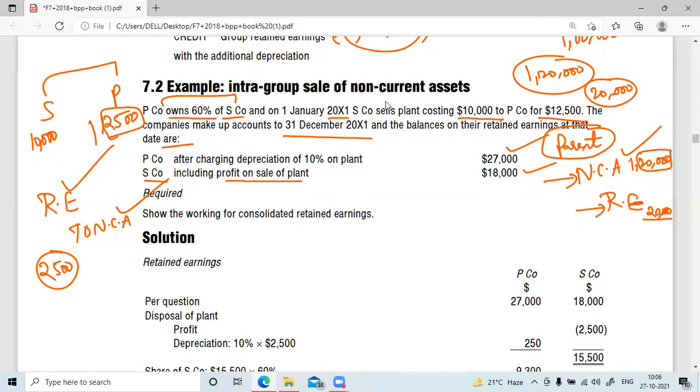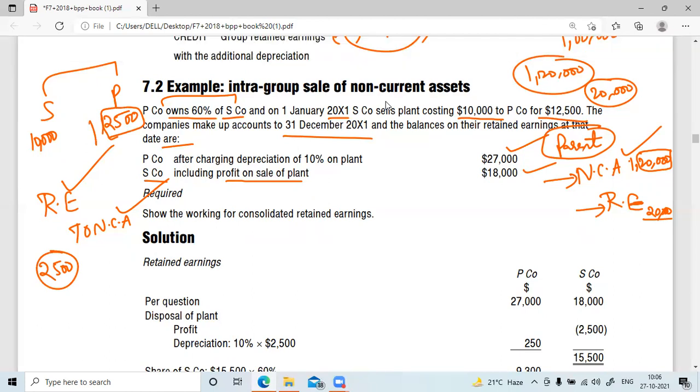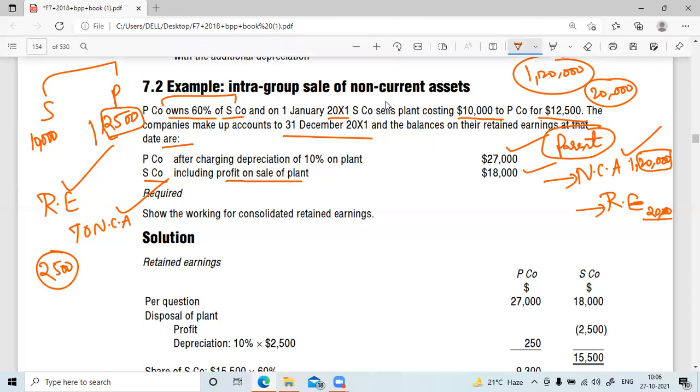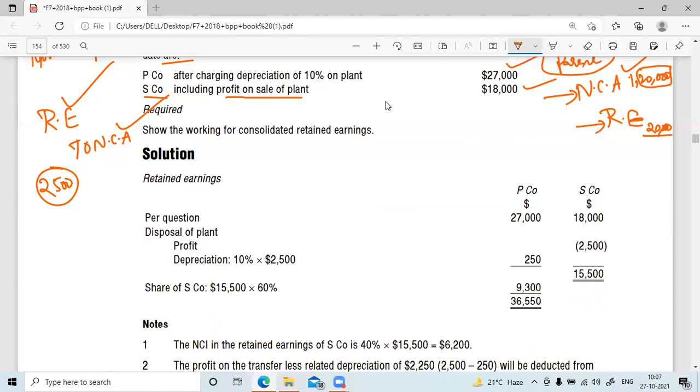So when I do the consolidation, this particular 2,500 will be an unrealized profit. When they were maintaining separate sets of books, that was a profit for the subsidiary. But when consolidation happens at the end of the year, this is considered an unrealized profit because it is between parent and subsidiary. That's an intercompany transaction or intra-group sale. So from the subsidiary's retained earnings, I am removing the unrealized profit. How much is the retained earnings now? 15,500, correct or wrong?